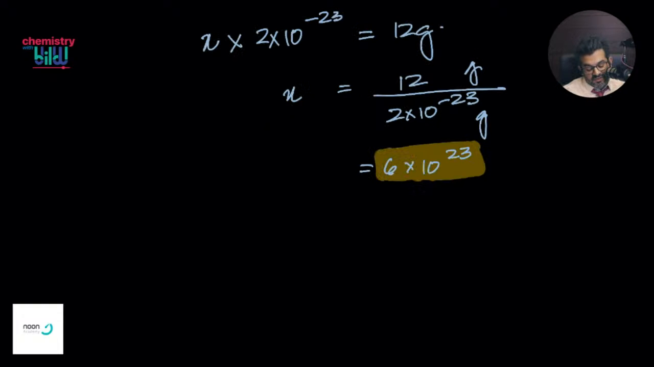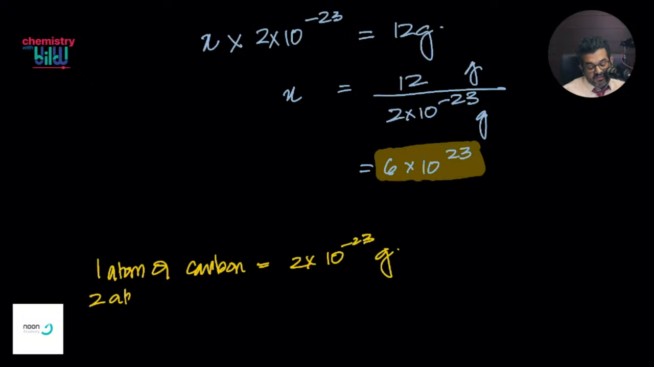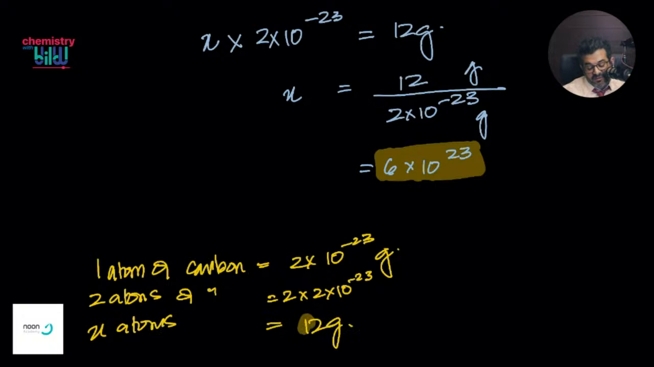So basically, I was telling you this. Look, one atom of carbon is 2 times 10 to the power of minus 23 grams, which will mean that two atoms of carbon should be 2 times 2 times 10 to the power of minus 23. And therefore, how many atoms of carbon will be 12 grams? Why 12? Because we knew its relative mass was 12. But how many atoms will it take to give me 12 grams? Relative mass of 12 and 12 grams are two different things. Relative mass of 12 is just one atom. But 12 grams is how many atoms? 6 times 10 to the power of 23.